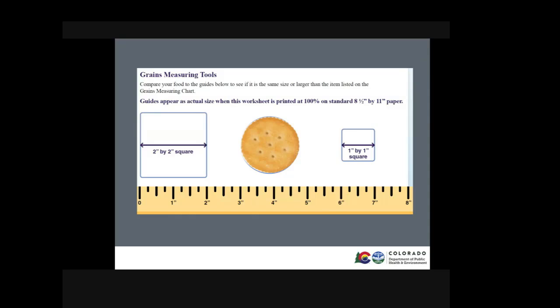Alternatively, you can use the ruler at the bottom of the page. The ruler is divided into 1/4 inch increments. Either way, we now know that our crackers are 1 3/4 inch across and meet the minimum size requirement listed on the chart.